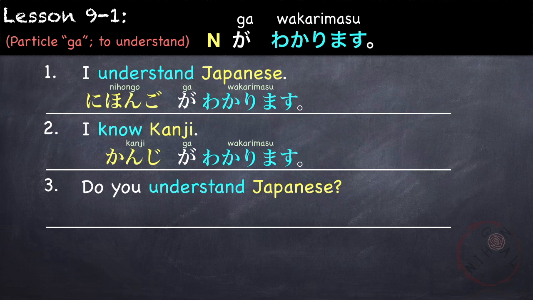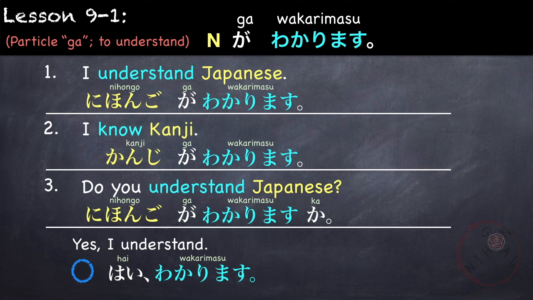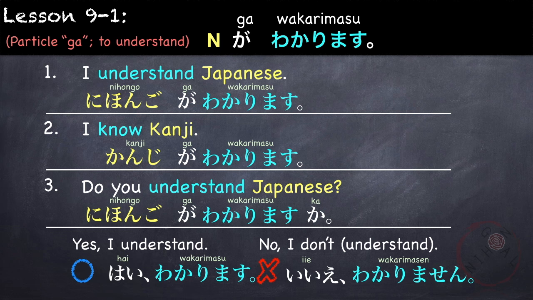To ask the question, do you understand something? In this example, do you understand Japanese? Or do you know Japanese? We say, Nihongo ga wakarimasu ka? To answer the question, yes, I understand. Or yes, I know. Hai, wakarimasu. Or, no, I don't. No, I don't understand. いいえ, わかりません.